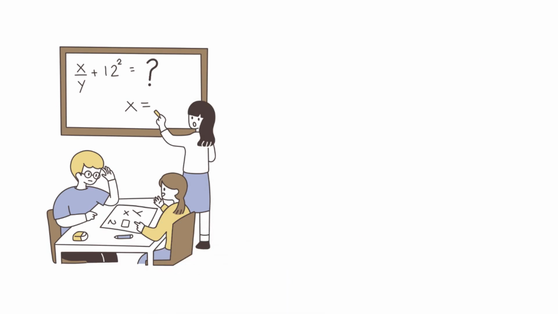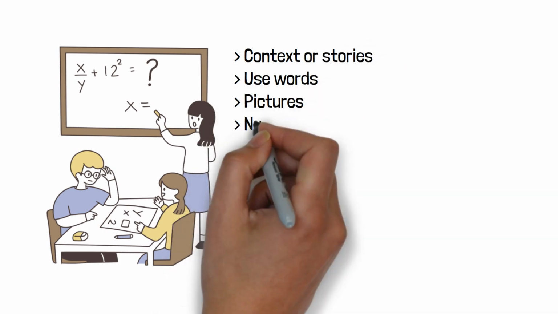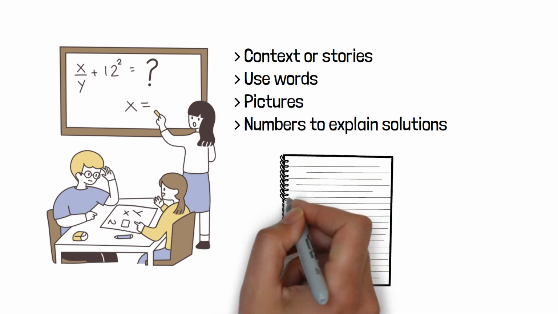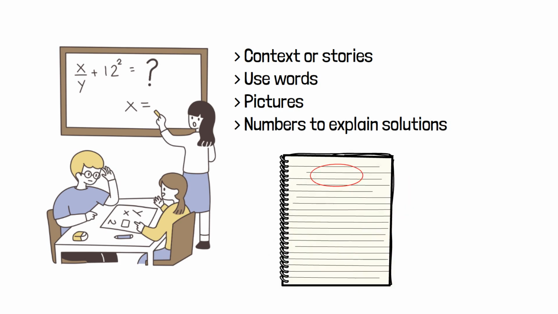For mathematically gifted students, raising the level of complexity or rigor in content is an effective strategy. A good lesson should incorporate context or stories, use words, pictures, and numbers to explain solutions, and encourage students to find mistakes in others' written solutions. This approach helps develop mathematical models of the real world.